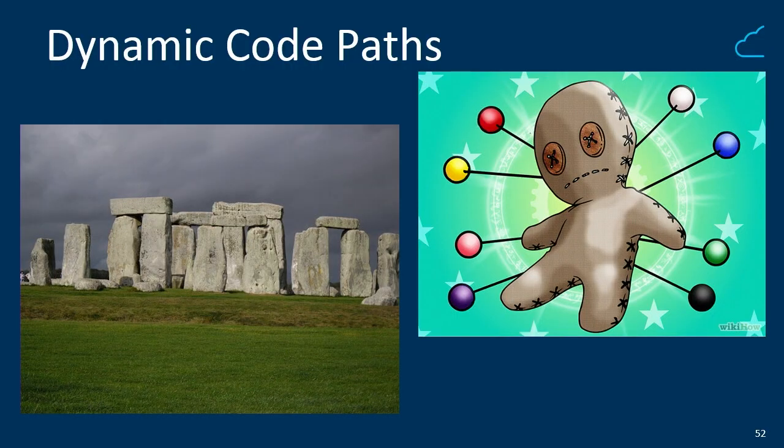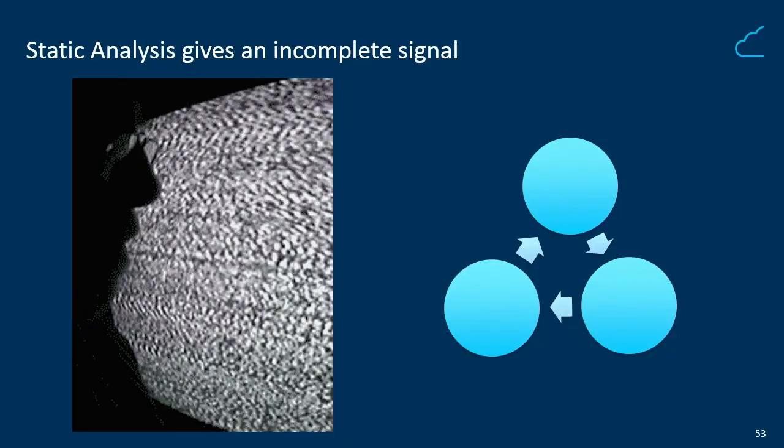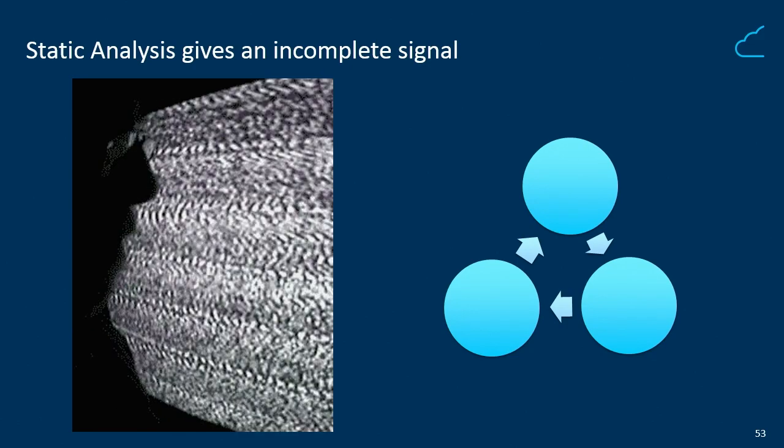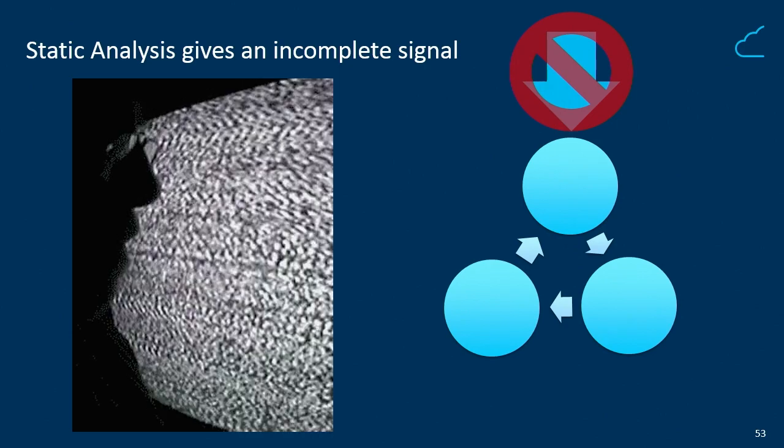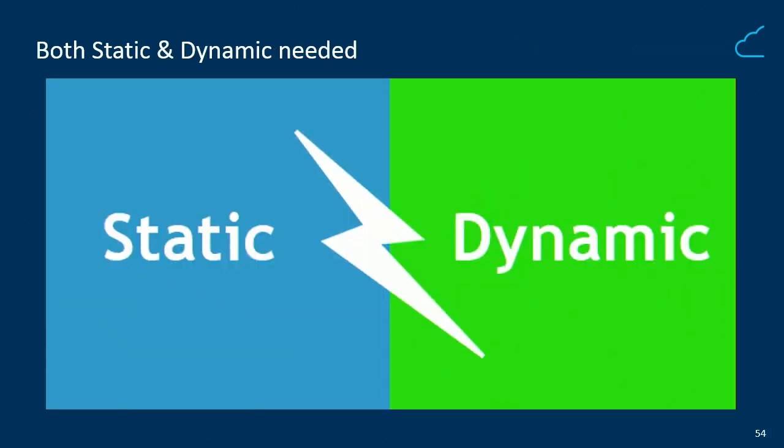Our code base at the time had some crufty parts in it. It had some very spooky incantations deep down in the code that created dynamic code paths. But the other part of the issue is that static analysis only gives you an incomplete signal. You can only depend on static analysis to tell you if code is referenced, not whether or not it's used. You can have a loop in your code that's all referenced, but none of it's used. So we needed a technique that combined both static and dynamic mechanisms. We call this technique tombstones.